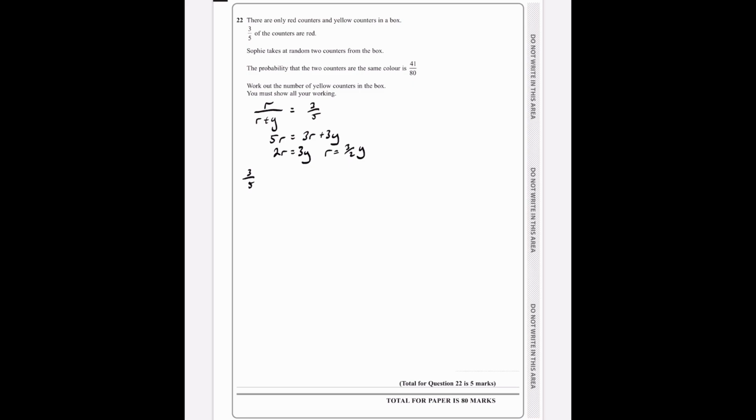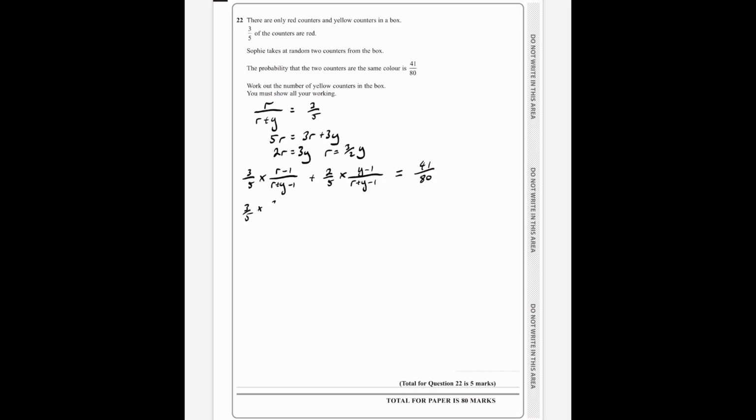we get R equals 3 over 2 lots of Y, and that's a useful little substitution. Then 2 red counters in a row. Well, the first red counter, we know there's a 3/5 chance of it being red, times by the second red counter, it's going to be 1 less red counter, R minus 1, all over R plus Y minus 1. Then 2 yellows in a row, 2/5 times Y minus 1 over R plus Y minus 1 is equal to 41 over 80.